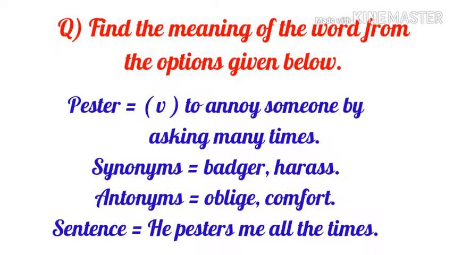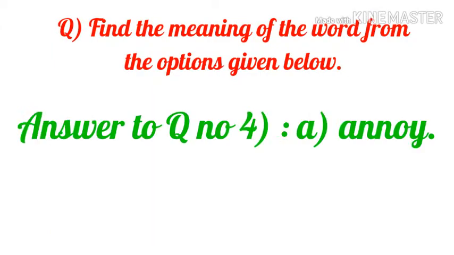Let us see the options. Number 1 is annoy. So annoy is a synonym of the word pester. Insect cannot be a meaning of the word pester. Upset also is not an answer. Then paste also cannot be the answer for the word pester. So its answer is annoy. The first option is the answer for the word pester. Clear?